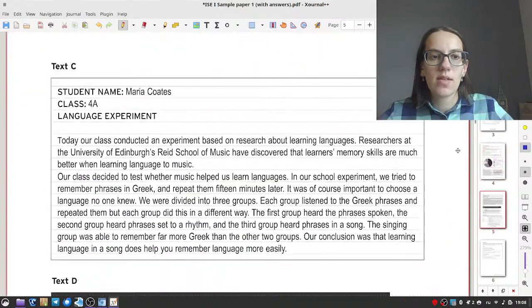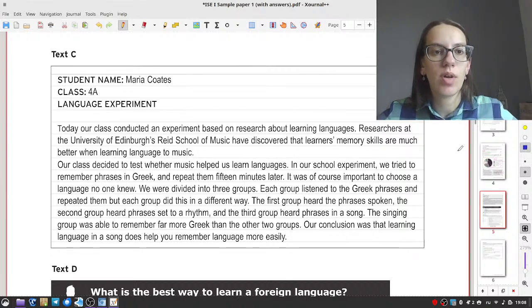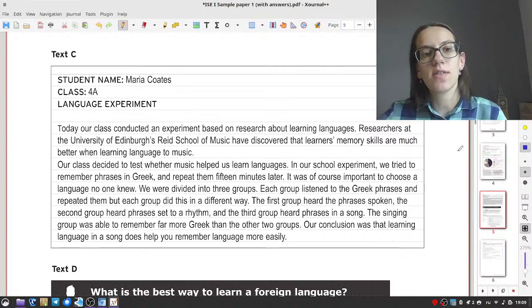Now let's look at text C. Again, I hope you've already read it before, but just in case, let me read it for you one more time. So there's a student named Maria Coates, probably. Class 4A, language experiment. Today our class conducted an experiment based on research about learning languages. Researchers at the University of Edinburgh's Reed School of Music have discovered that learners' memory skills are much better when learning language to music. Our class decided to test whether music helped us learn languages.